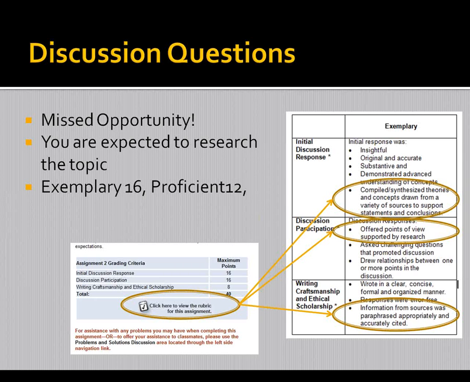So as you can see off to the right-hand side, for an exemplary response, the initial discussion response should compile and synthesize theories and concepts drawn from a variety of sources to support your statements and conclusions. Again, in the discussion participation, for an exemplary response, you offer points of view supported by research. And then that's encapsulated in the writing and craftsmanship section, where it's saying information is sourced and was paraphrased, and I would also say quoted, I think you can get away with that as well, appropriately and cited accurately.